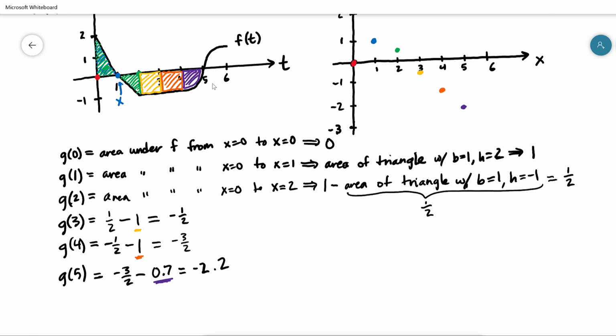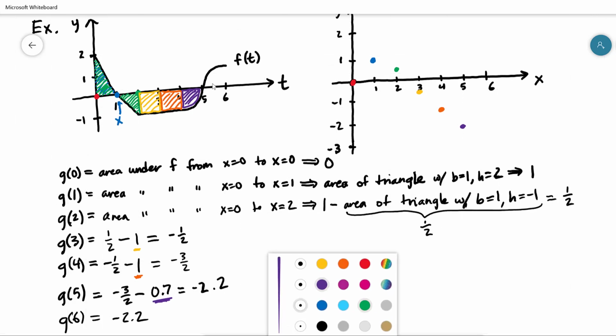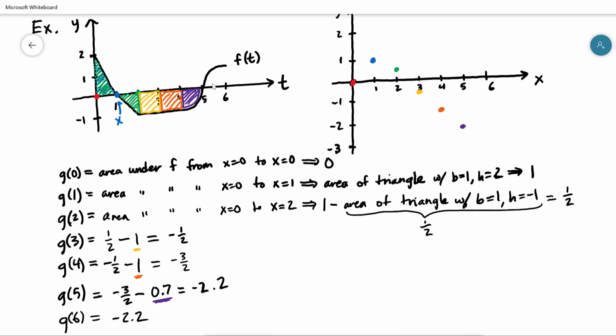And then to get all the way to g of 6, we'll be at this negative 2.2. And I will now add back, let's do light blue. That's nice. I'm going to add back that area, which is an exact mirror image of the purple area that we just added, but it's now positive instead of negative because it's above the t-axis. So I'm going to say that that's the exact same as adding that 0.7 back, which will put me back to negative 1.5, or the negative 3/2 we had before. So that should put me right back to this same height as the orange point that we were at before.